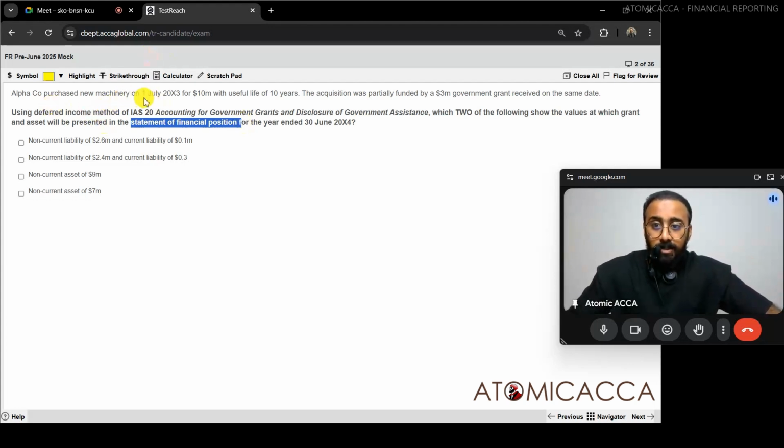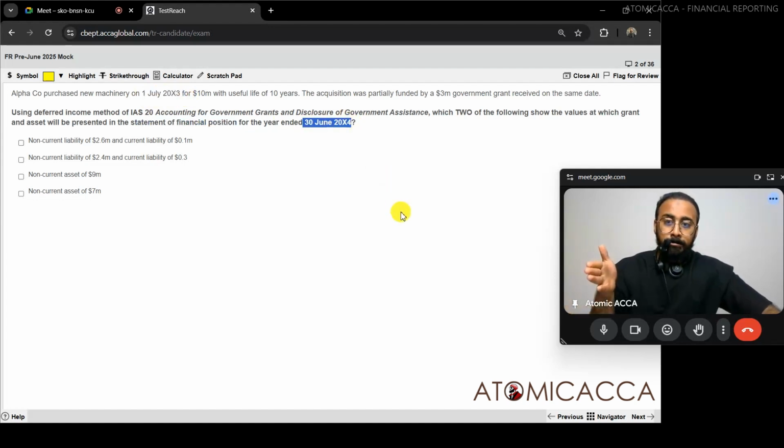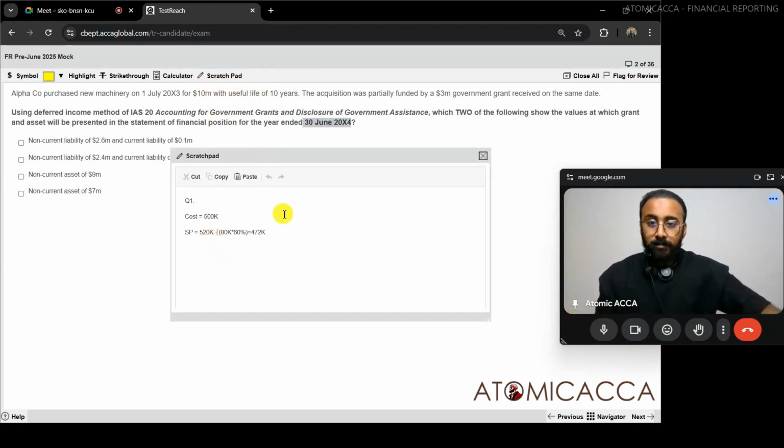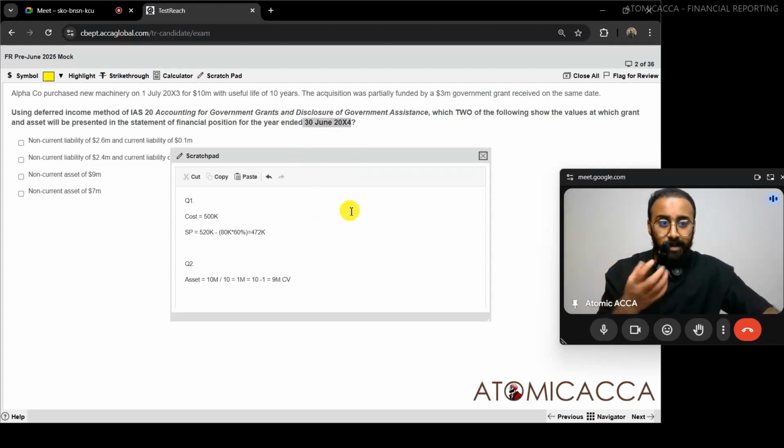Now, Alpha Company purchased new machinery on 1st July X3. When is the year ending? 30th June X4. 1st July X3 to 30th June X4 means, okay, this is just a 1 year cycle, for 10 million with a useful life of 10 years. So, question number 2. The asset had initially a value of 10 million and a 10-year life means 10 divided by 10 is equal to 1 million depreciation. So 10 minus 1 million is equal to 9 million carrying value. That was very straightforward because the asset does not get affected by the grant. So that is sorted over here. 9 million carrying value will be there.